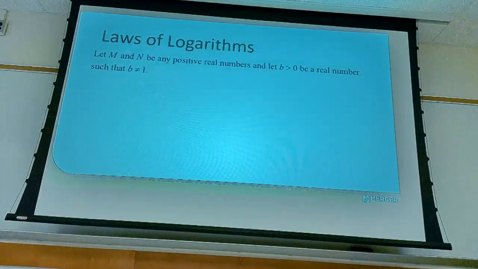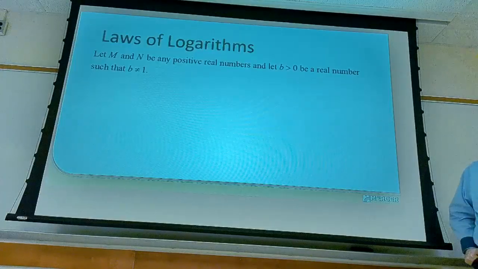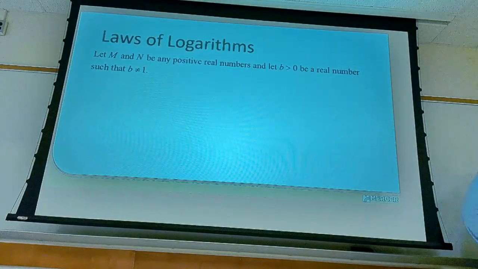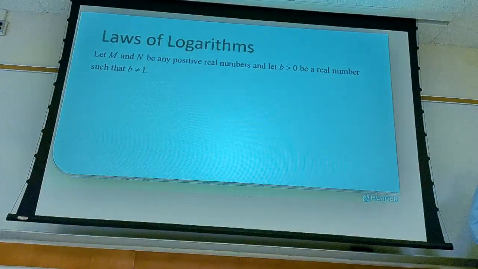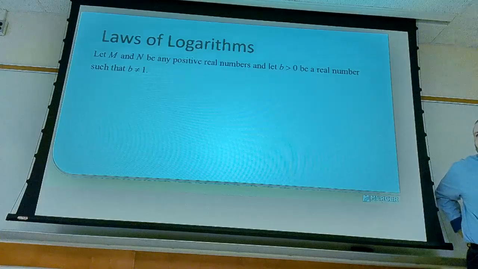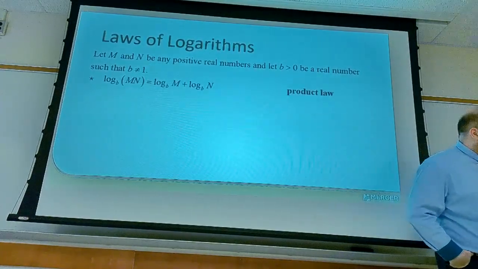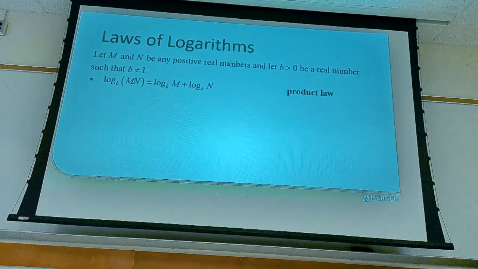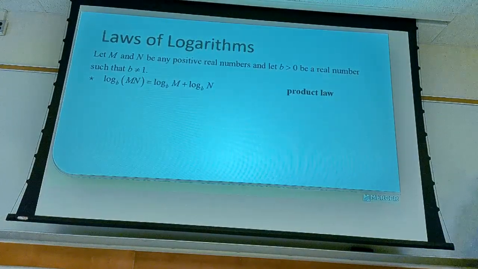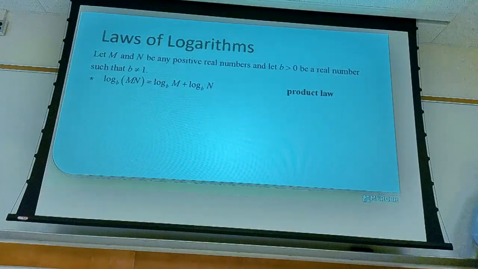Let m and n be any positive real numbers, b greater than 0, not equal to 1. So all of these properties are going to hold regardless of the base, just like the laws of exponents, it didn't matter what the base was. Log of a product is the sum of the logs. So log of m times n is just log of m plus log of n. This is known as your product law.